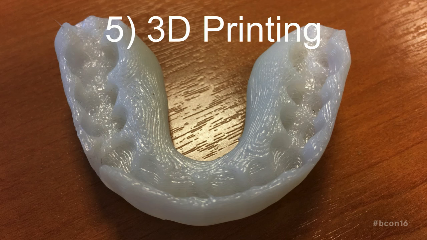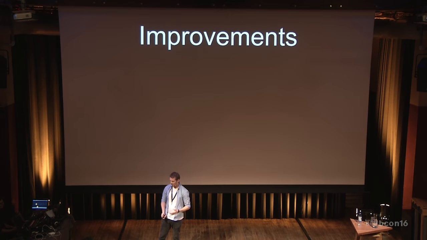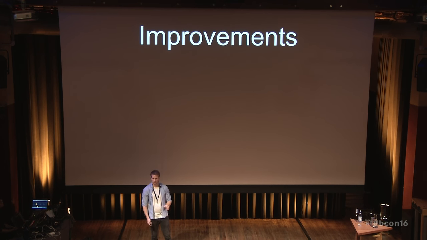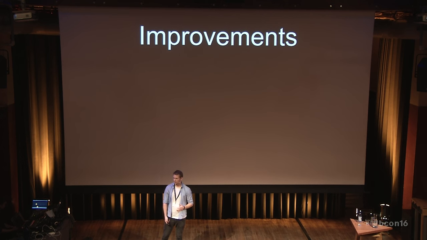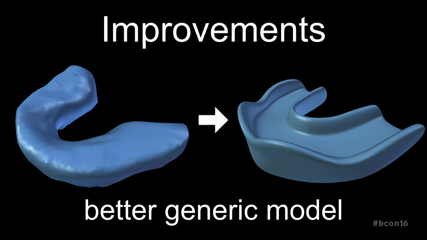And the next thing we could do is just to improve on these things. So let me talk about two major improvements we made. The first one is obviously the generic model. I started off with a very ugly scan. And now that I have proven the concept, I went off to the Blender network looking for a professional modeler who had experience with 3D printing as well.